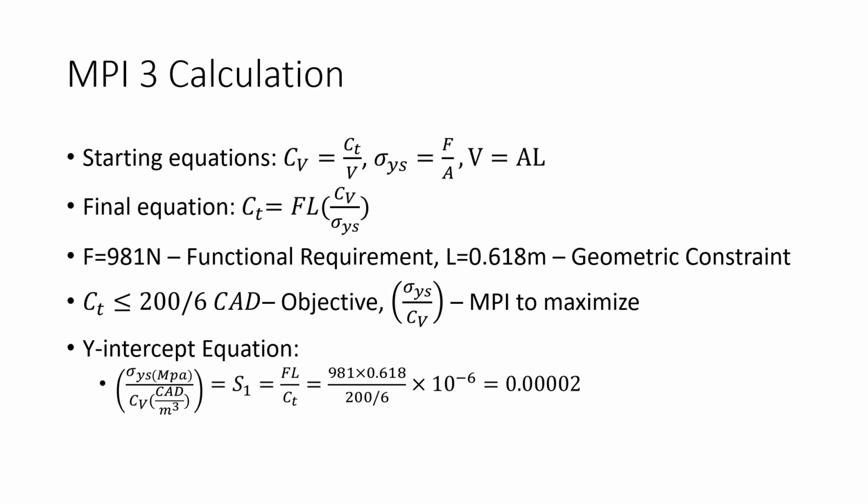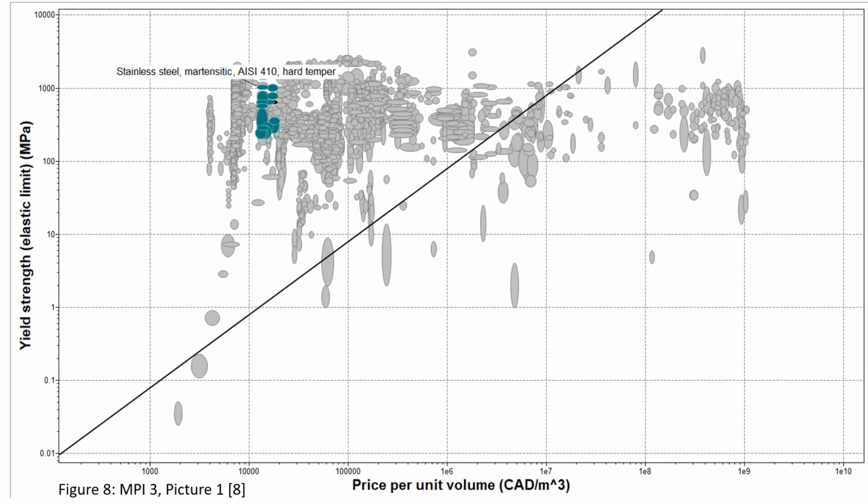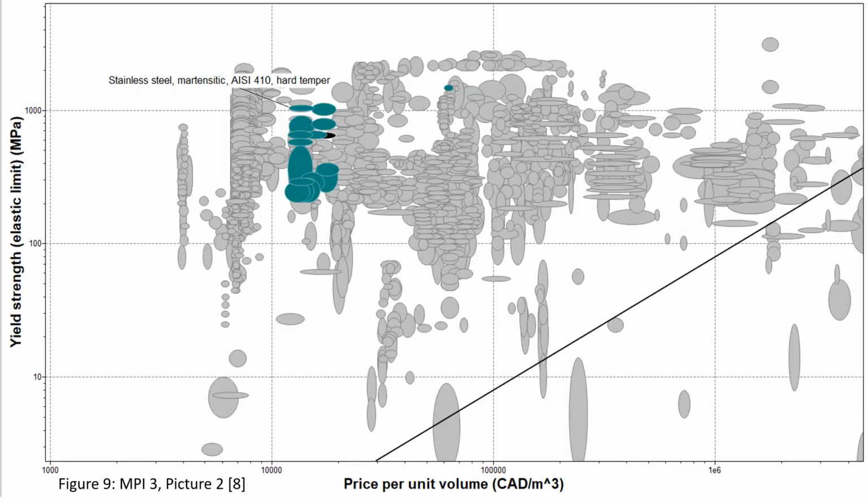The equations used are cost per volume in terms of cost and volume, yield stress in terms of force and area, as well as volume in terms of area and length. Plotted in CES, we see that AISI 410 steel is the best performing cost versus yield stress material.